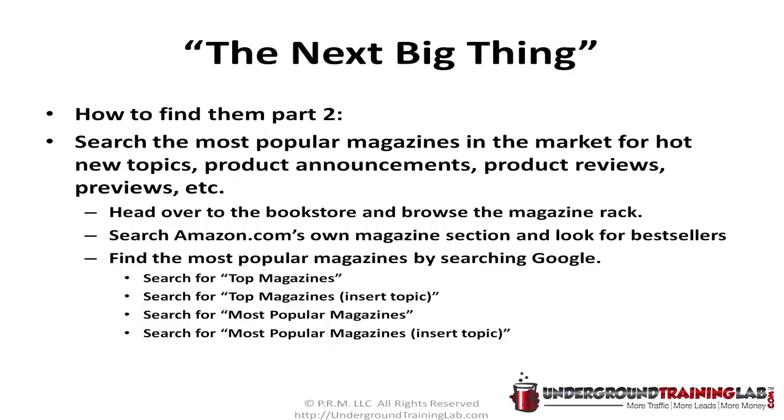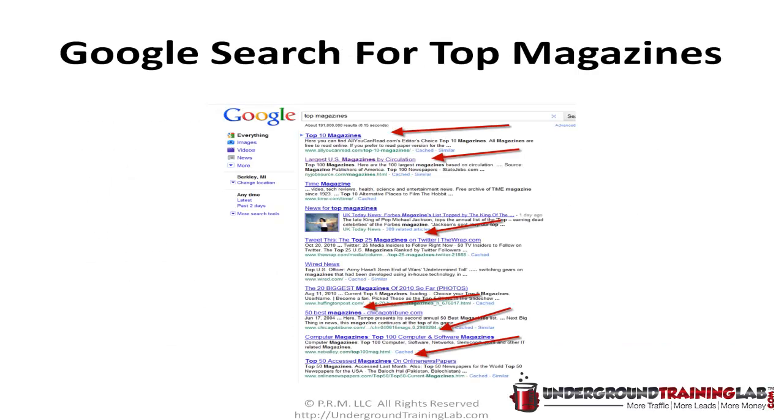You can head over to Amazon.com. They actually have an Amazon.com magazine section, and you can look for the bestsellers in those particular marketplaces to get ideas for finding the next big thing. Here's a Google search result. I just went over to Google, top 10 top magazines. I got a list of the largest U.S. magazines by circulation, the top 10 magazines online, the top 25 magazines on Twitter.